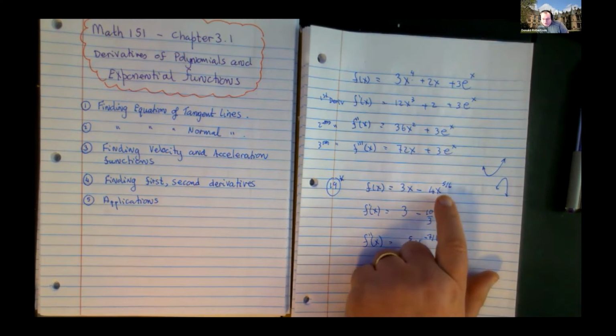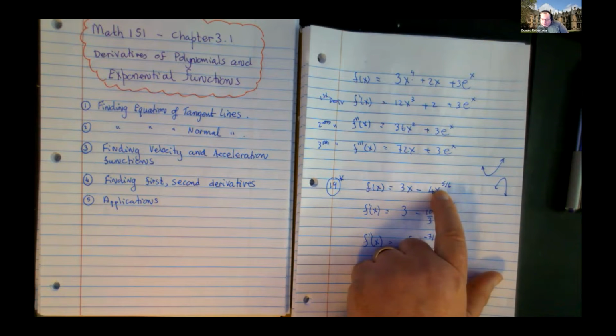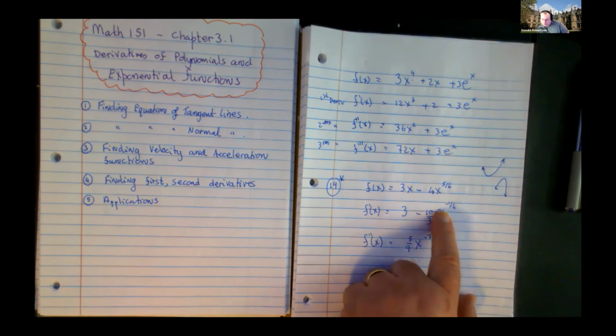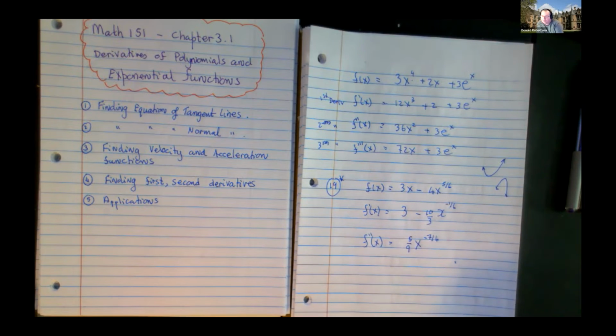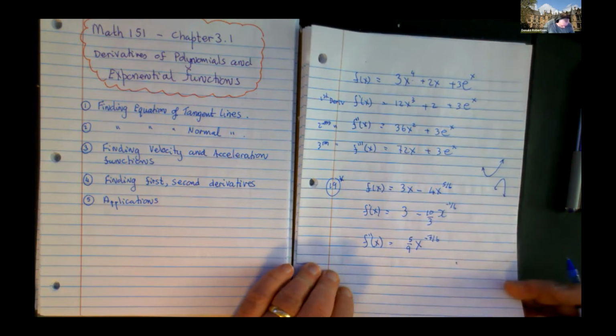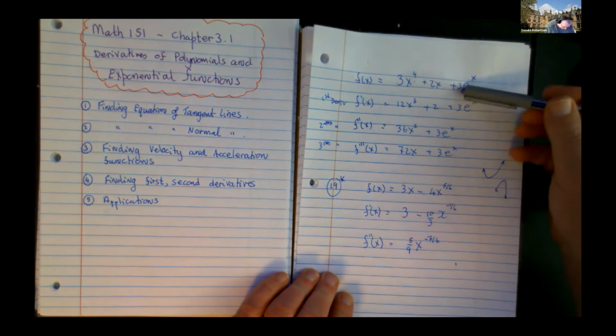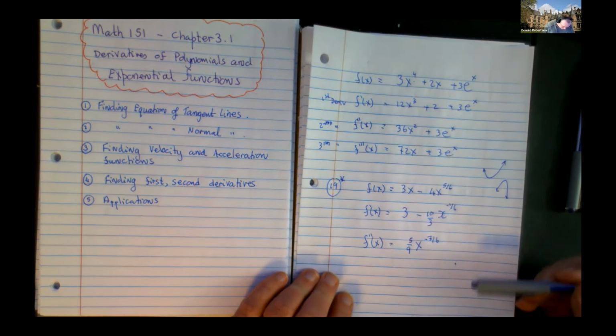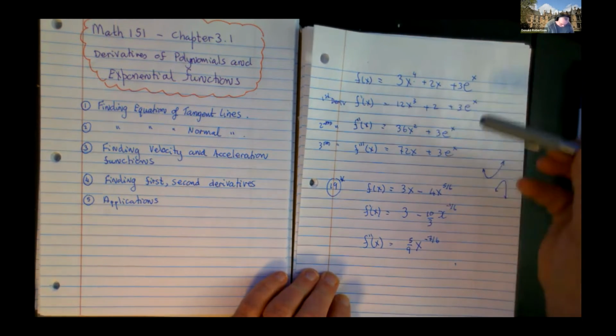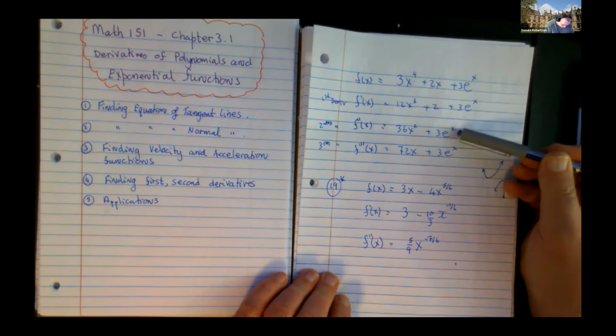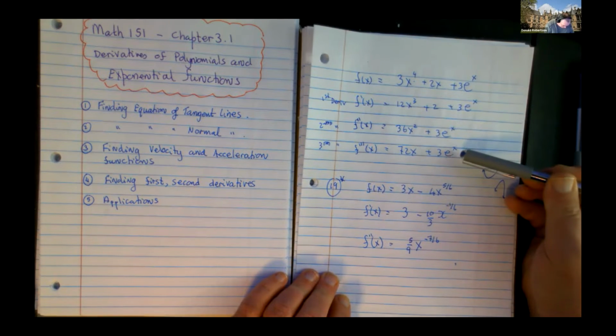Now, style points. Since the original question had fractional powers, have you noticed that these two answers also have fractional powers, right? Rule 1, make it look like the original. So this is how you calculate second and higher derivatives. You just differentiate the first derivative to get the second, and you differentiate the second derivative to get the third.